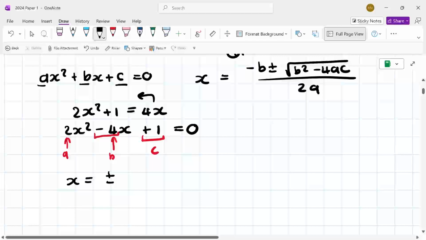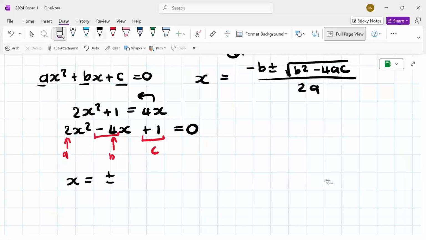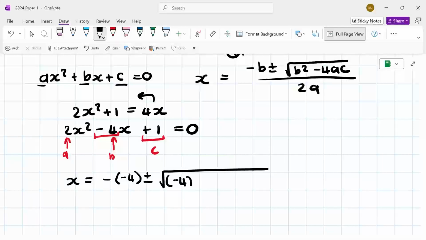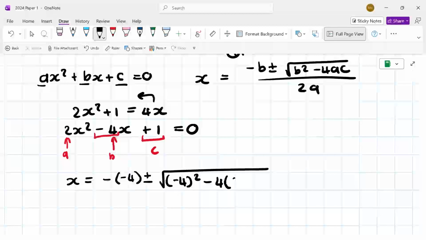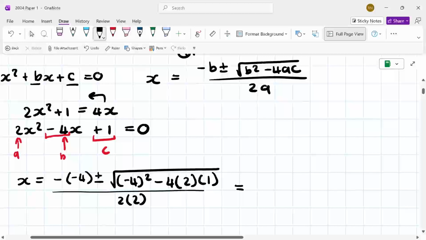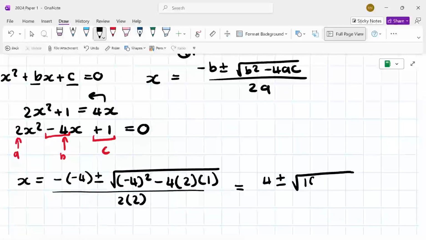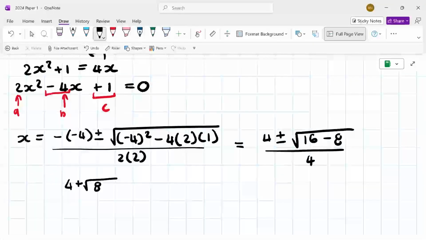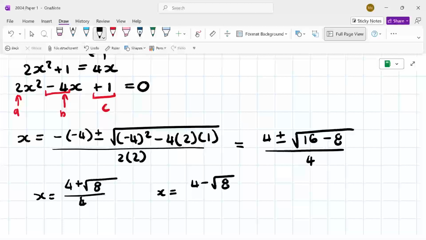We can say x is equal to minus b, so minus minus 4, plus minus the square root of minus 4 squared minus 4 times a, which is 2, and c, which is 1, all over 2 times 2, right? If we simplify this, we'll get 4 plus minus the square root of 16 minus 8, all over 4. And so you can get your two x values: one of them is x equals 4 plus the square root of 8 over 4, and the other one is x equals 4 minus the square root of 8 over 4, right?